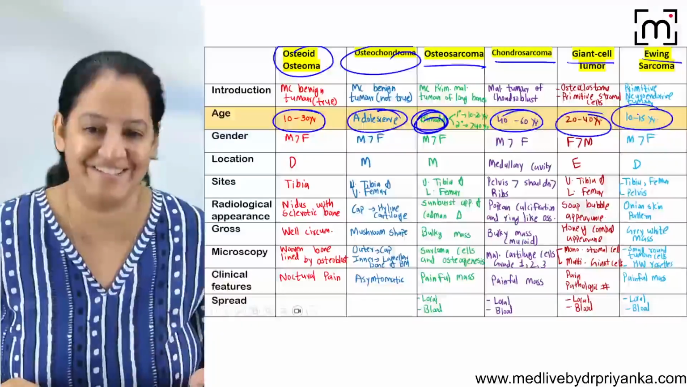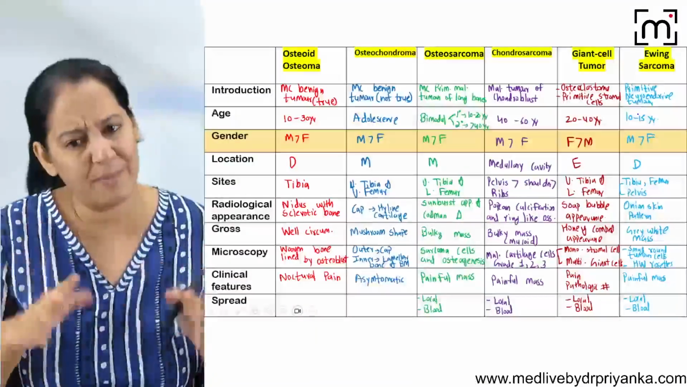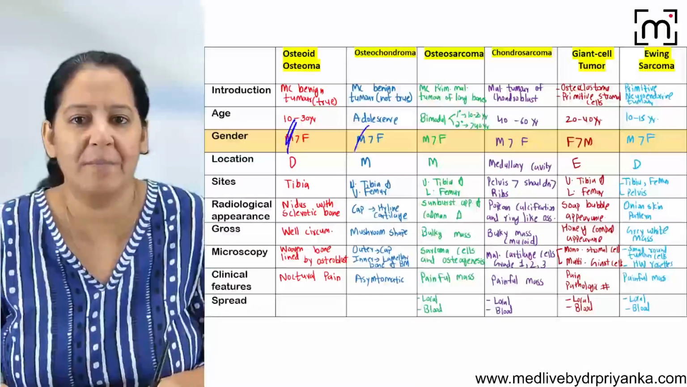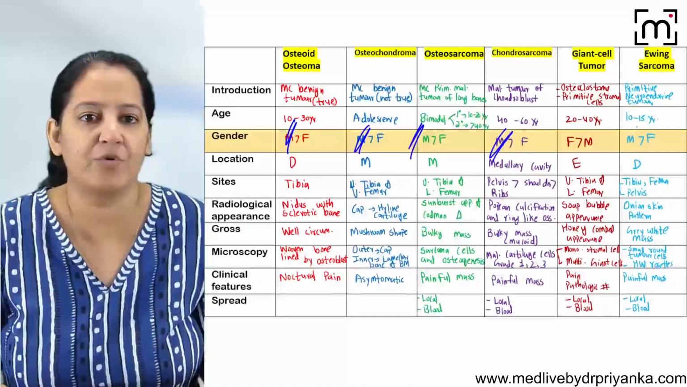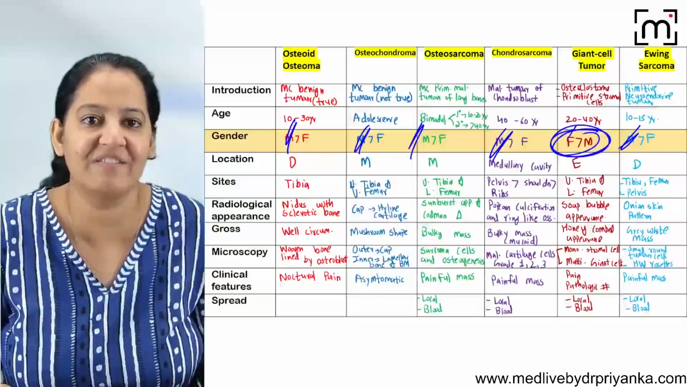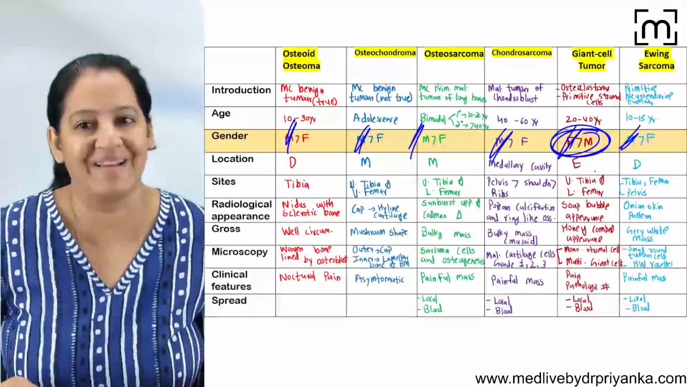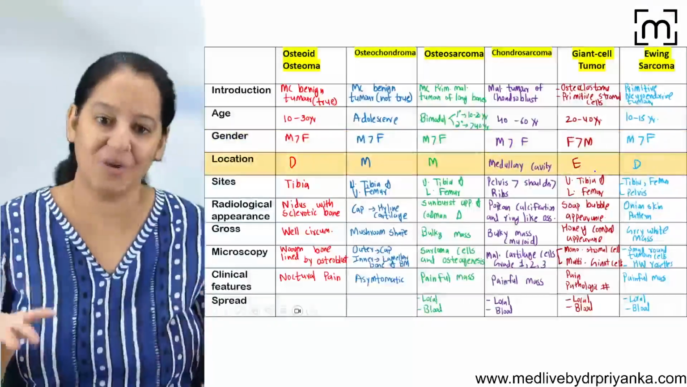Appreciate the age. Now see the gender predilection. All of them are more common in male as compared to female, except GCT, which is more common in female as compared to male. See the gender predilection. Now see the location of all of them.